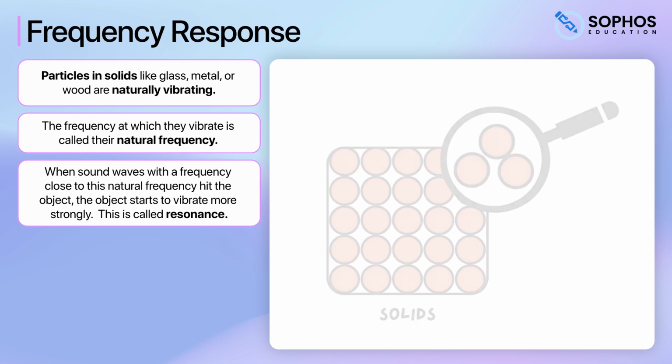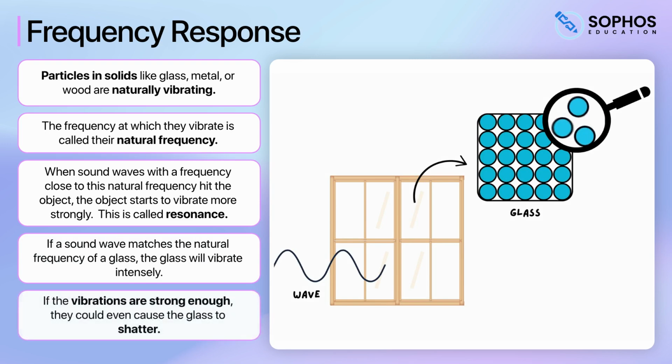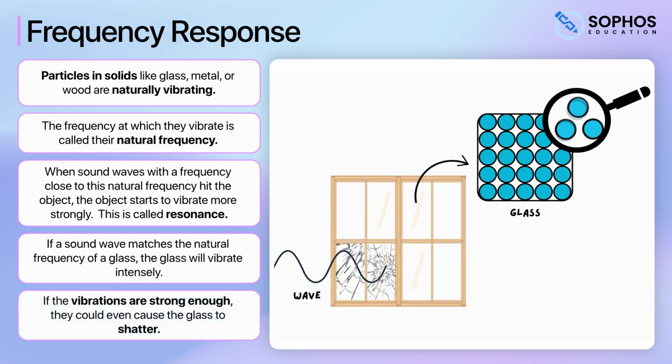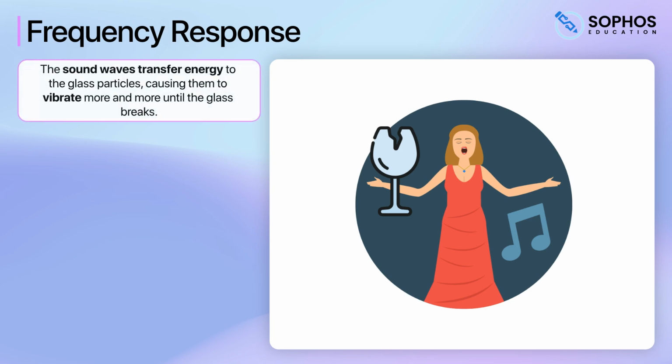For instance, if a sound wave matches the natural frequency of a glass, the glass will vibrate intensely. If the vibrations are strong enough, they could even cause the glass to shatter. The famous example of a soprano singer shattering a wine glass involves hitting a note that matches the glass's natural frequency. The sound waves transfer energy to the glass particles, causing them to vibrate more and more until the glass breaks. This demonstrates how an object's natural frequency can affect how it responds to sound.